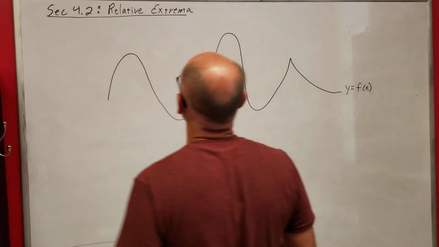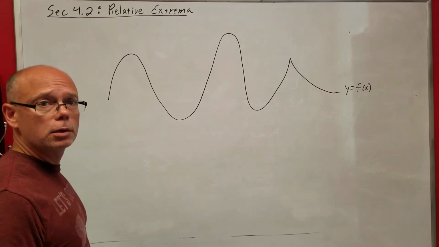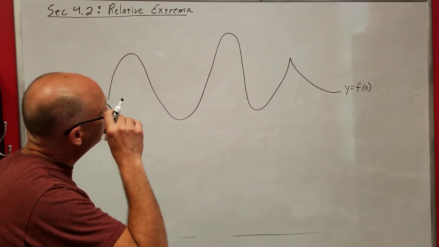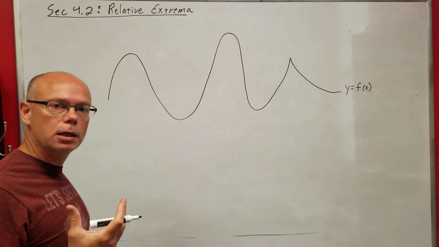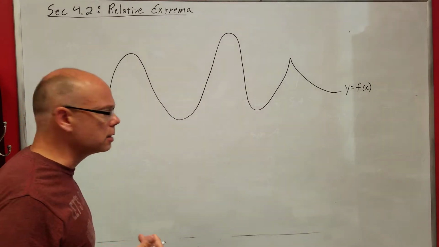Section 4.2, Relative Extrema. All right, so what we're going to do is look at what we call extrema, or maxes or mins. Now, we call them relative extrema, relative max, relative min. Sometimes I'll say local max, local min. Same thing as relative max and min.